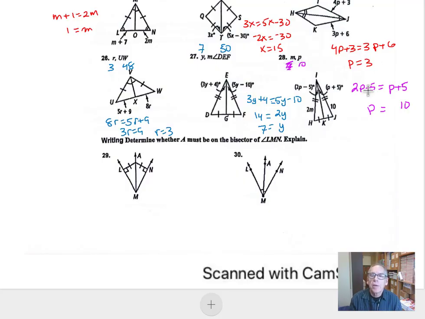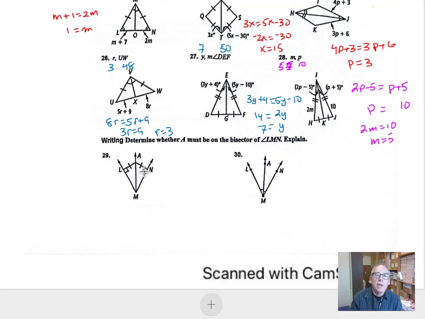Now we've got to find m. 2m for this side is equal to 10 on the other side. So 2m equals 10 and m equals 5. So m equals 5 for number 28 and p equals 10.